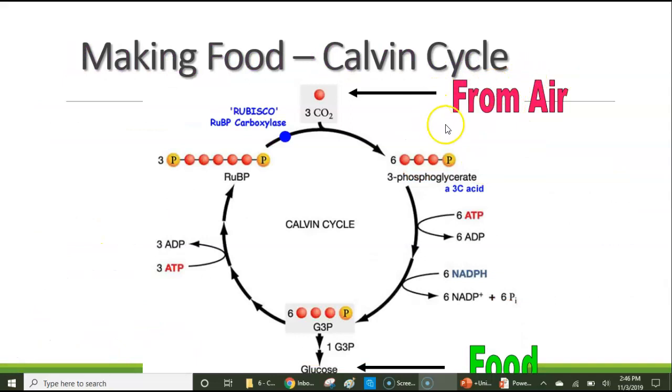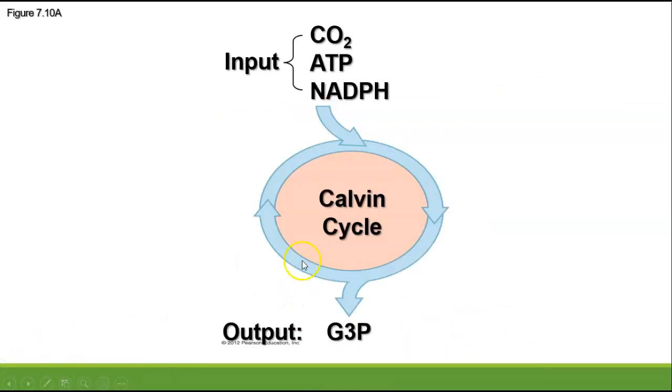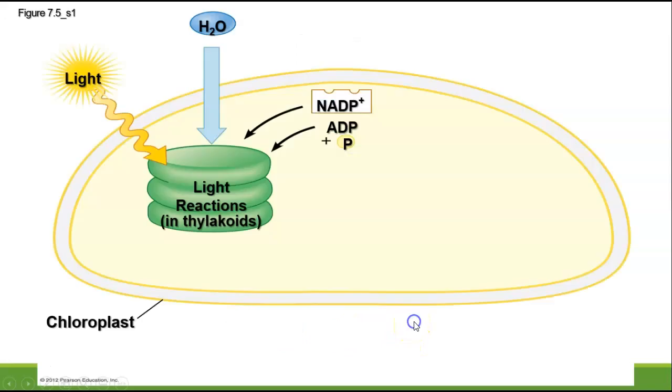To recap, the CO2 comes from the air, and it goes through all of these reactions to produce G3P, which then in the cytoplasm of the plant cell can be put together to form glucose, which is the ultimate food that is produced by this whole process. So we have carbon dioxide, ATP, and NADPH going into the Calvin cycle, and the output is G3P, which is the main product of the Calvin cycle.